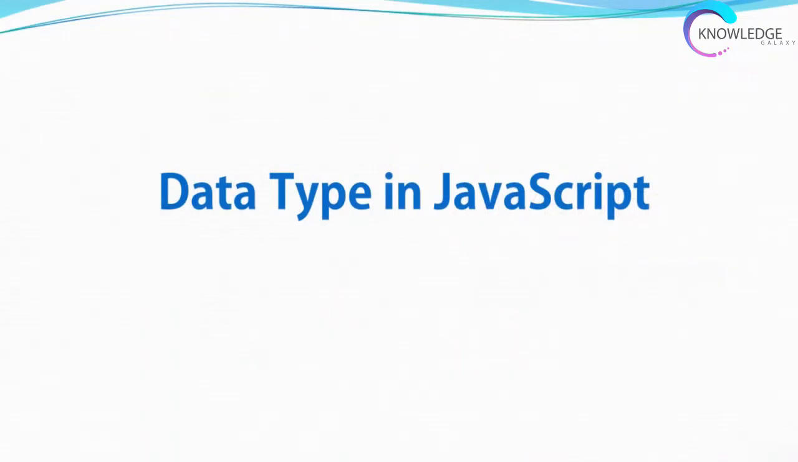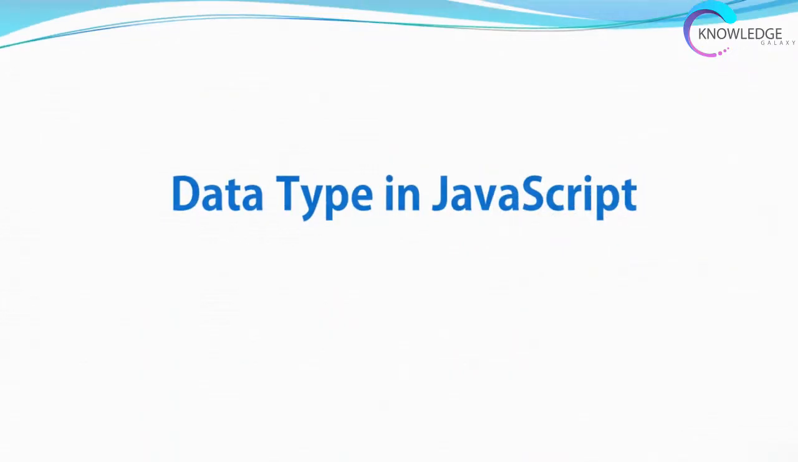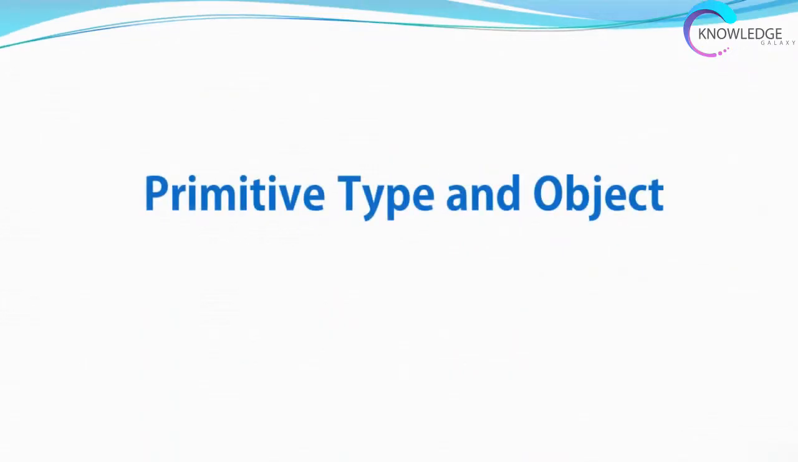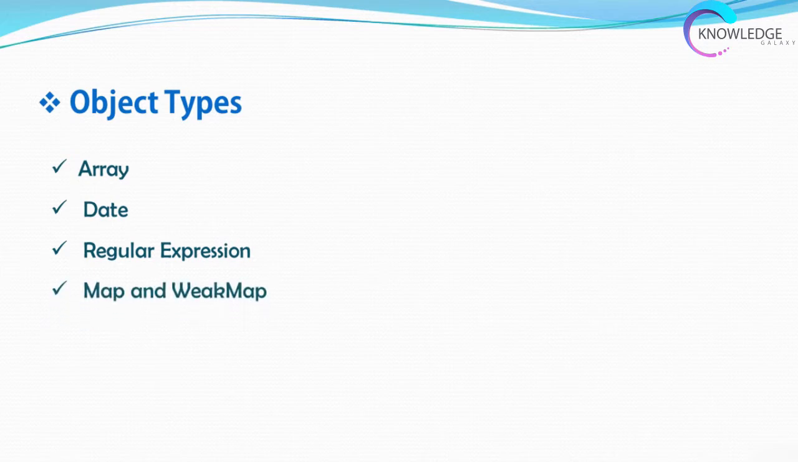In this lecture, we'll talk about object type in JavaScript. In the previous video, we talked about primitive data type in JavaScript. Now, in this lecture, we will cover object type. There are 5 types of objects: array, date, regular expressions, map and weak map, set and weak set. In this lecture, we will cover all these 5 objects with their syntax.